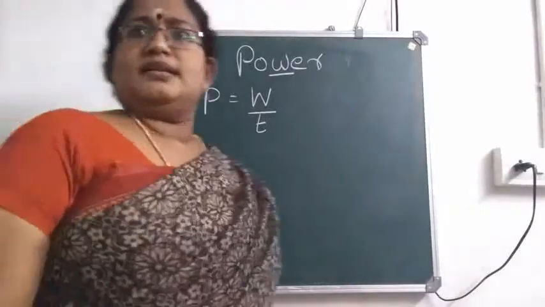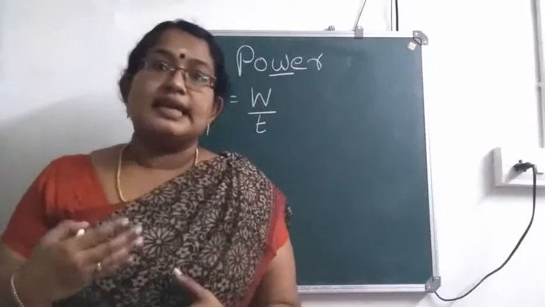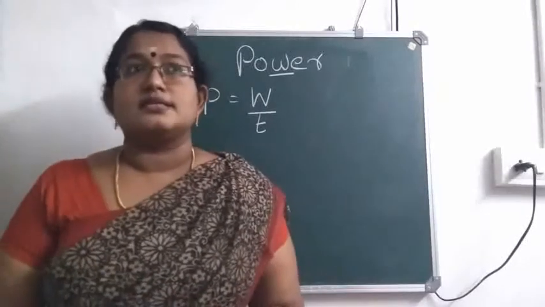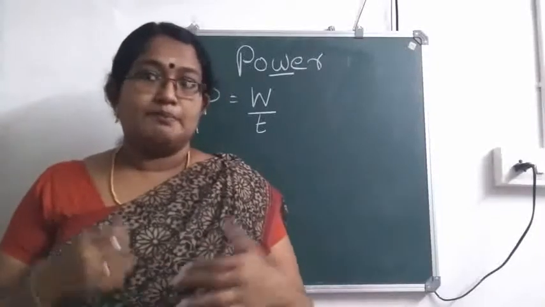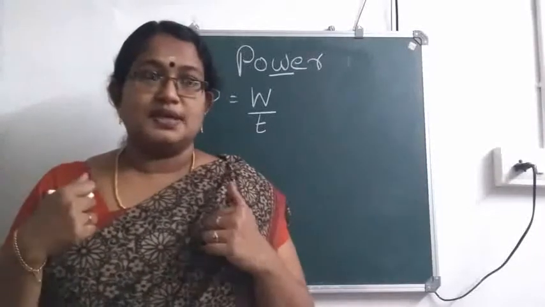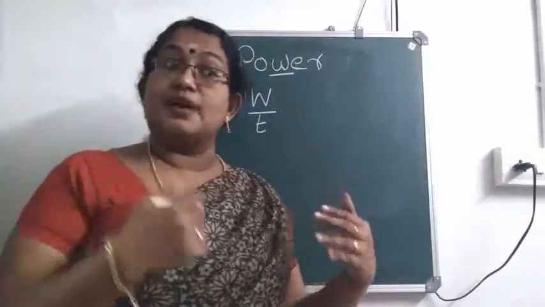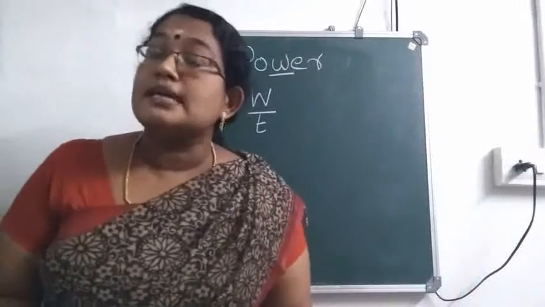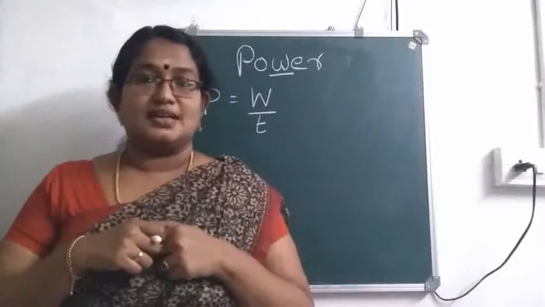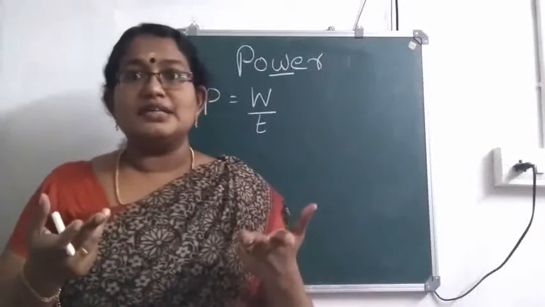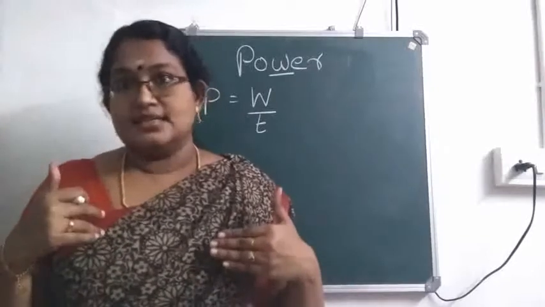As an example, we are considering a cycle race. Let person A complete the race in 3 minutes. Person B completed it in 1 minute and person C completed the race in 2 minutes. Then who is the winner here? Naturally, the winner will be the person who completed within 1 minute, isn't it?